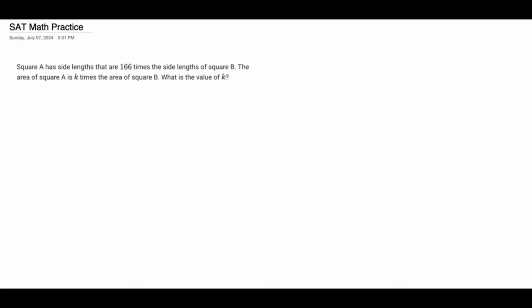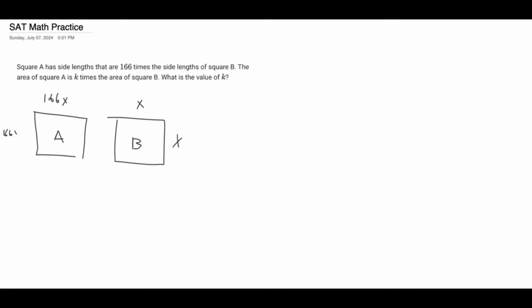Square A has side lengths that are 166 times the side length of square B. The area of square A is k times the area of square B. What is the value of k? So it's a very straightforward question. You can draw a diagram if you want to visualize it. So I'll just draw two squares. Let's call this one square A and this one square B. All right, and we know the side lengths are 166 times the side lengths of B. So if the side lengths of B are x, then A would be 166x. I'll just put those on both sides.